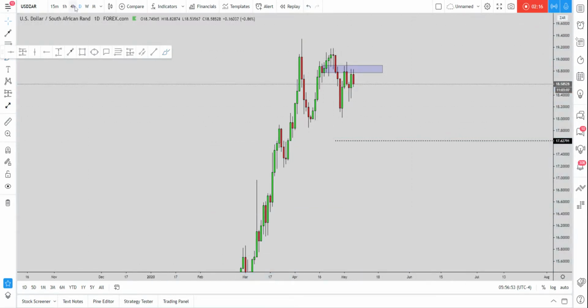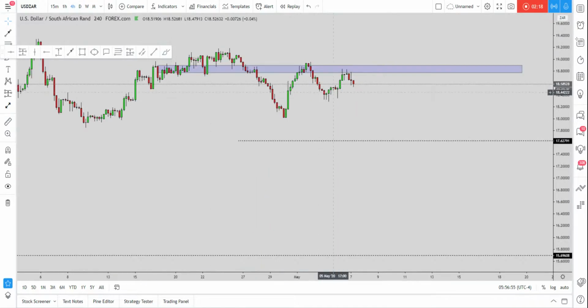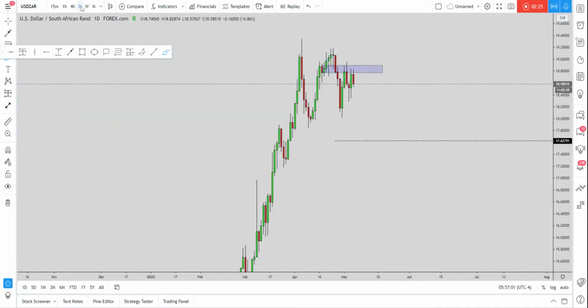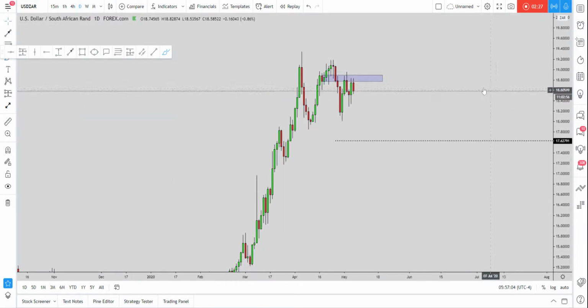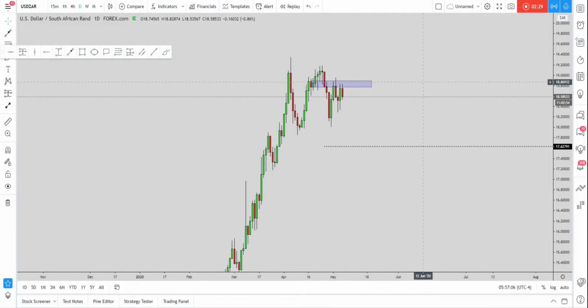Now, from a 4-hour perspective, what kind of situation do we have? On the 4 hours, we do have support at this region. Therefore, we can't be looking for the short yet. We have to wait because the market still has bullish structure from a 4-hour perspective.